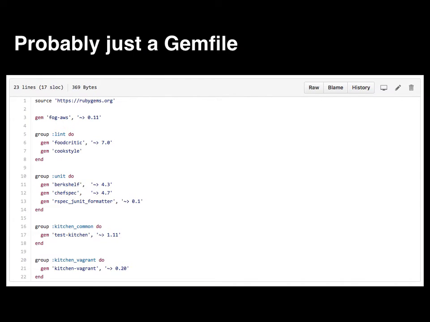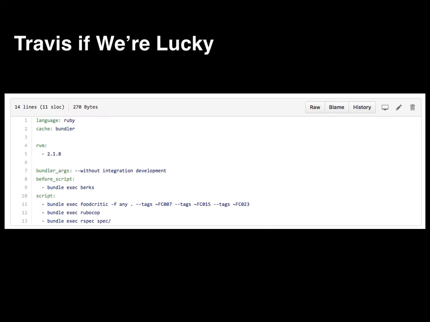It's probably just a Gemfile. It looks something like this. We've got a few groups in here. We've got a random fog gem shoved in, a little bit of test kitchen, a little bit of unit testing, a little bit of lint. Nothing really amazing. And if we're lucky, maybe we have a Travis setup, right?